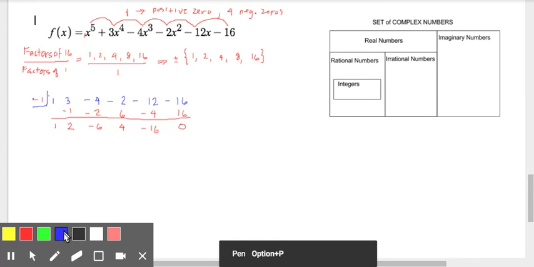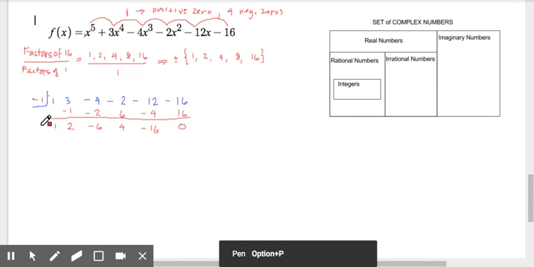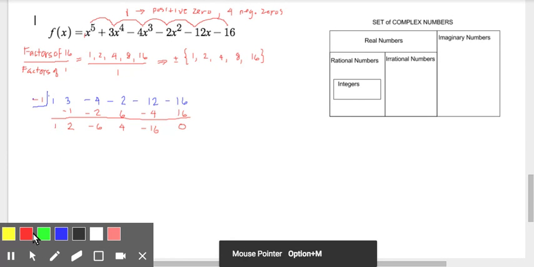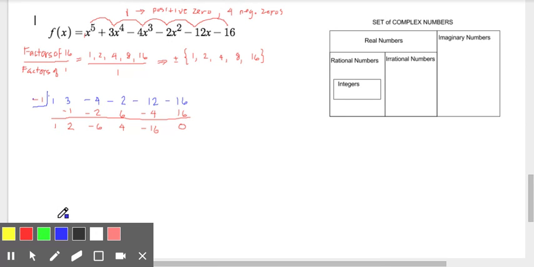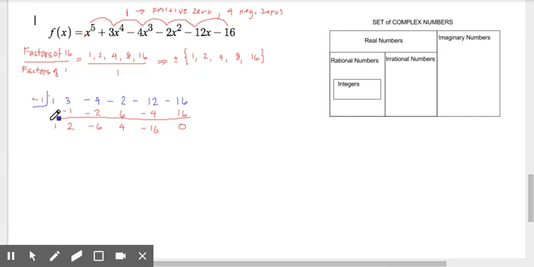All right, so the next thing to do is find if negative 1 is a zero again, to see if it's a double zero or a triple zero. But we will find out that it's not a double zero, so we are going to try another one. We're going to try the next number, which is 2. So let's try 2.